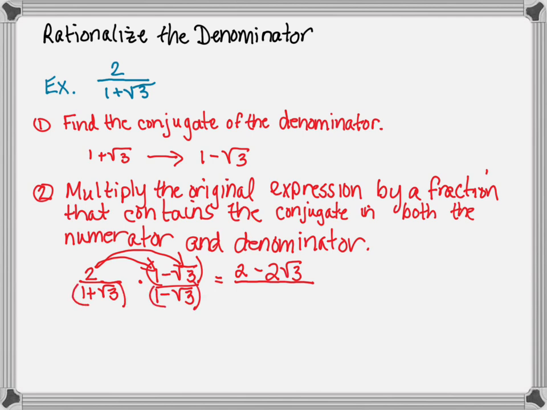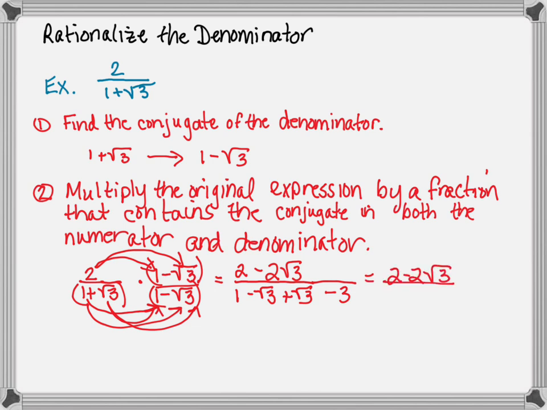I'll multiply my denominators. So I have 1 times 1, which is 1. I have 1 times negative radical 3, which is negative radical 3. I have negative radical 3 times 1, which is positive radical 3. And I have radical 3 times negative radical 3, which is negative 3. So nothing in my numerator can be combined at the moment, but in my denominator, my radical 3's will cancel out, and I'm left with 1 minus 3, which is negative 2.